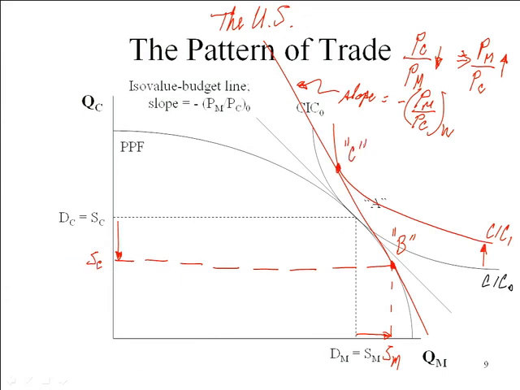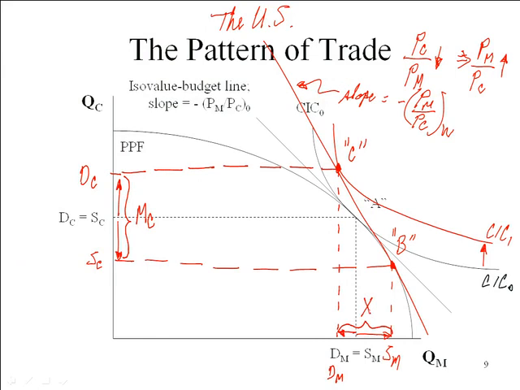So notice that at point C, we're actually consuming less machinery. The relative price of machinery has risen, and we're consuming more cloth because the relative price of cloth has fallen. Well, if we consume more cloth than we are producing domestically, we have to be importing the difference. And if we're producing more machinery than we're consuming domestically, we have to export the difference, or we do export the difference.